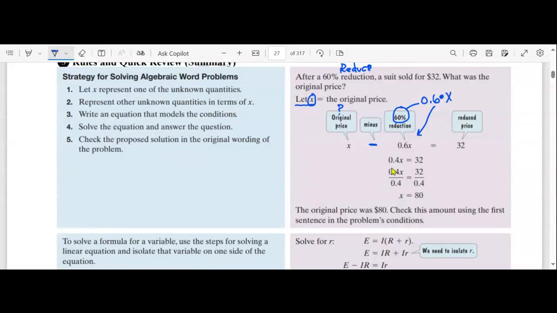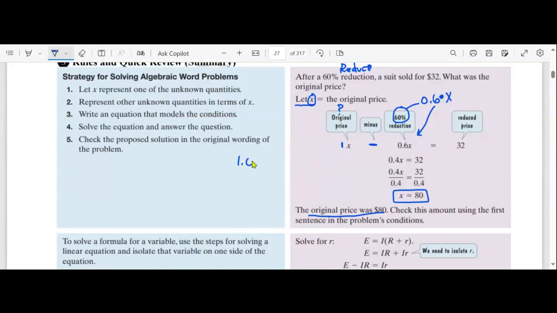0.15, correct. So now you solve and you find how much X is. X is the cost of what? The original price for the suit, which is $80. Is this clear? Any questions? What's the original price? The original price is $80. And how much do you pay after discount? 32. So remember, this here is 1x minus 0.6x.